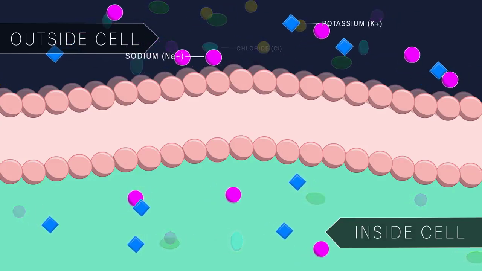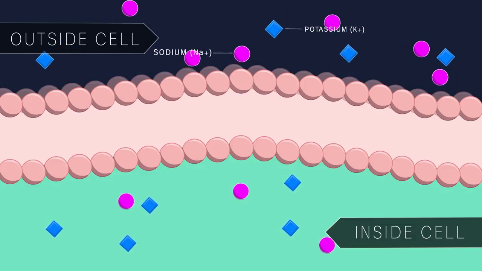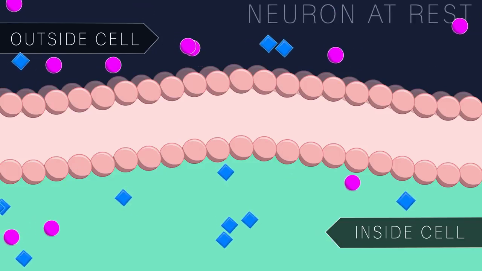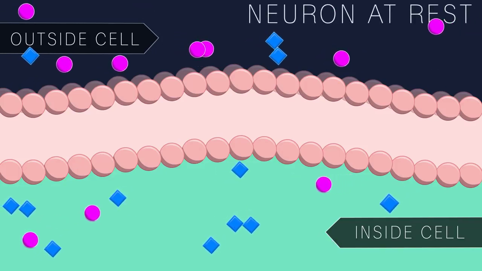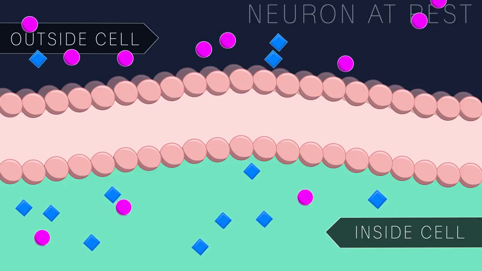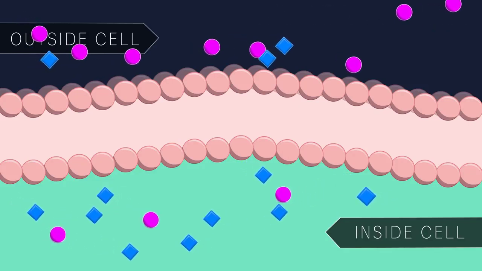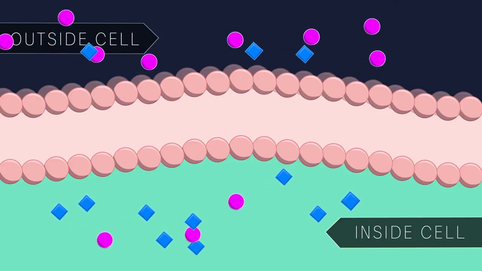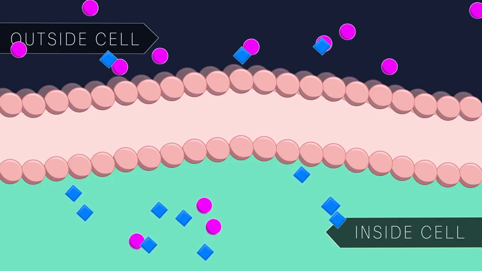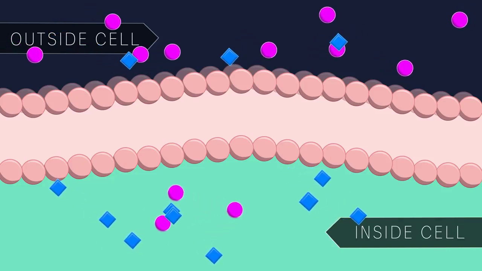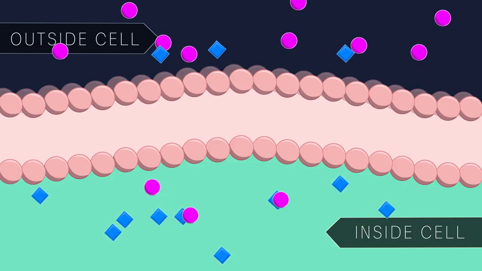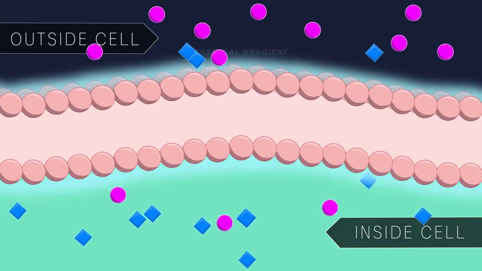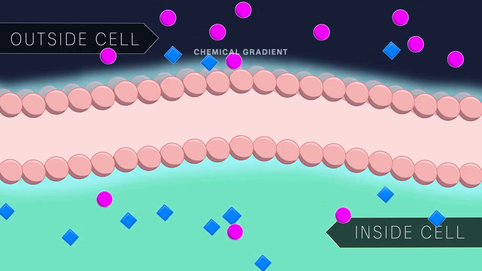To start, let's think about the positively charged sodium and potassium ions. When a neuron is not sending a signal, it's considered to be at rest. In a typical neuron in its resting state, the concentration of sodium ions is higher outside the cell than inside. The relative concentration of potassium ions is the opposite, with more ions inside the cell than outside. This ionic separation occurs right at the cell membrane and creates a chemical gradient across the membrane.